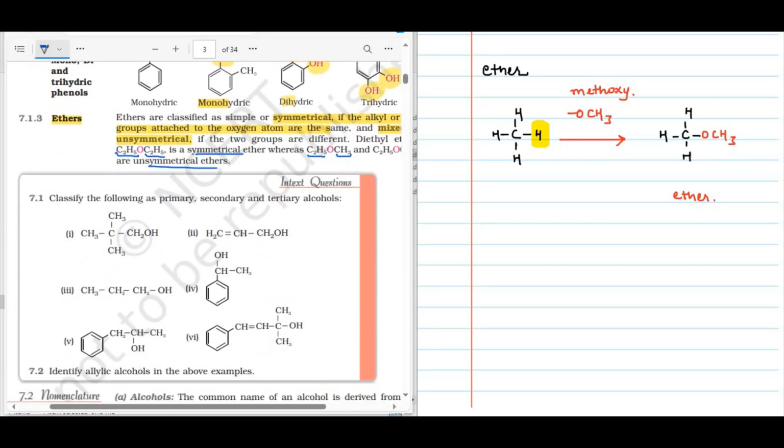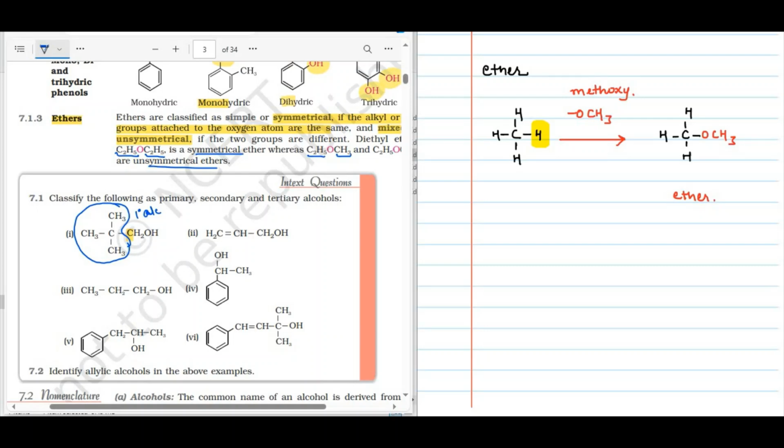Now let's try to solve this intext question. Classify the following as primary, secondary and tertiary alcohols. In the first example, find out the carbon to which OH group is bonded. First of all, identify the carbon to which OH is bonded. Now find out how many alkyl groups are bonded to this carbon. This carbon is bonded to this bigger alkyl group, so this carbon is primary carbon and the alcohol will be primary alcohol.